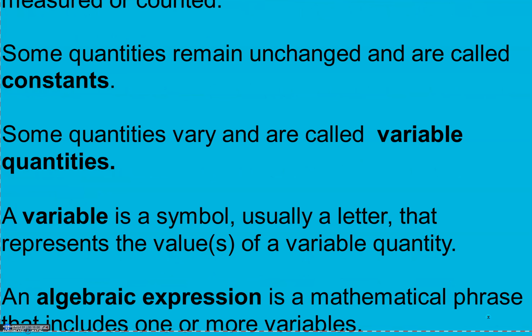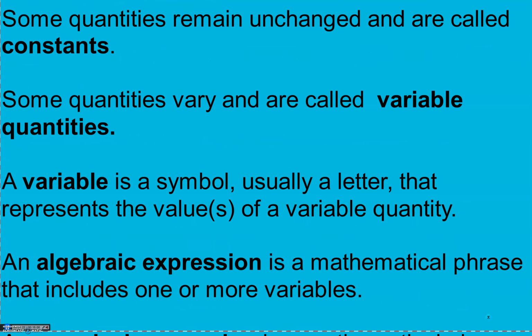A variable is a symbol, usually a letter, that represents the value or values of a variable quantity. It doesn't have to be a letter. We just use letters because those are things we're already familiar with, already draw fairly quickly. We could make them smiley faces instead if we wanted. We just use the letters because those are already part of our day-to-day.